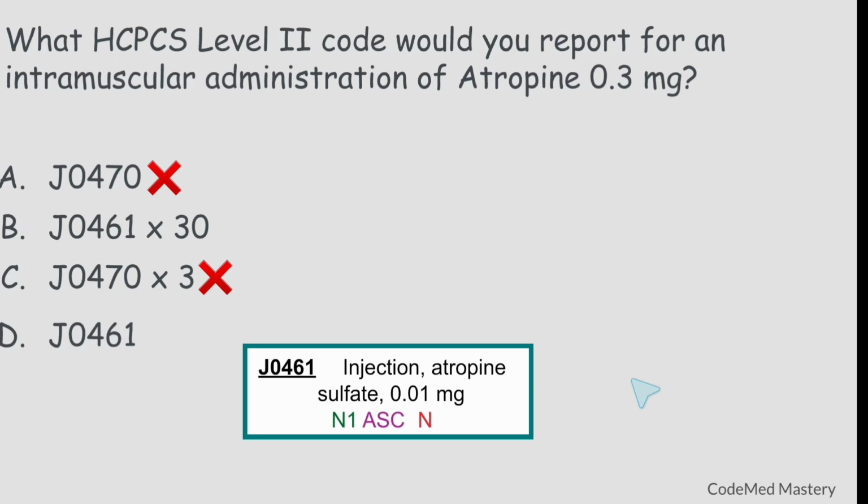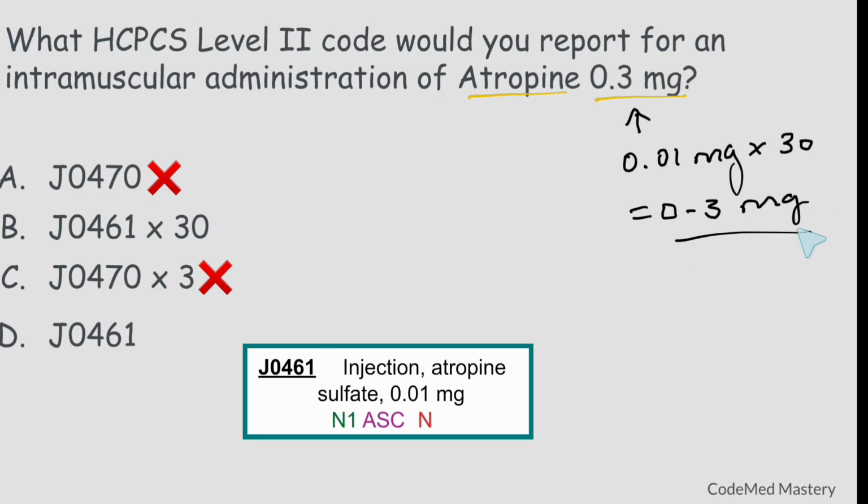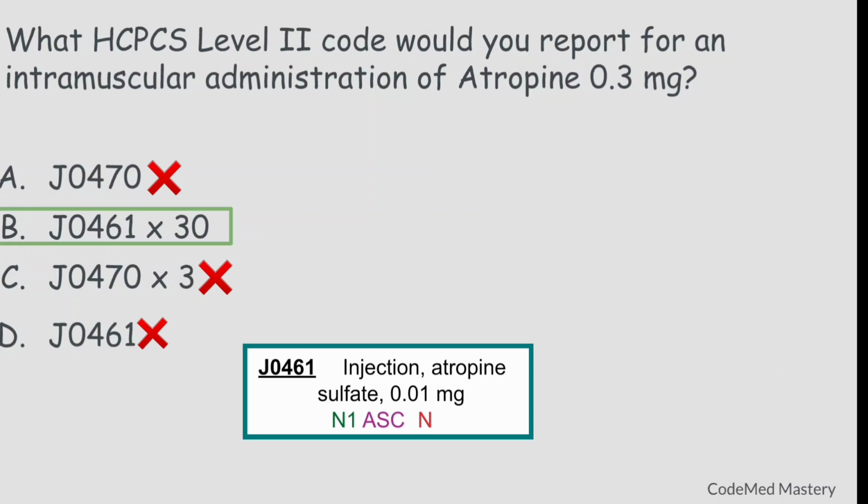Now, we are left with option B and D. In option B, they have mentioned J0461 into 30. You can see in the question, there is administration of atropine 0.3 mg. J0461 is for 0.01 mg. So, to make up 0.3 mg, we'll multiply it 30 times, we'll get 0.3 mg. So, the right answer is option B. Option D, J0461 will be wrong because that is only for 0.01 mg. Let us move on to the next question.